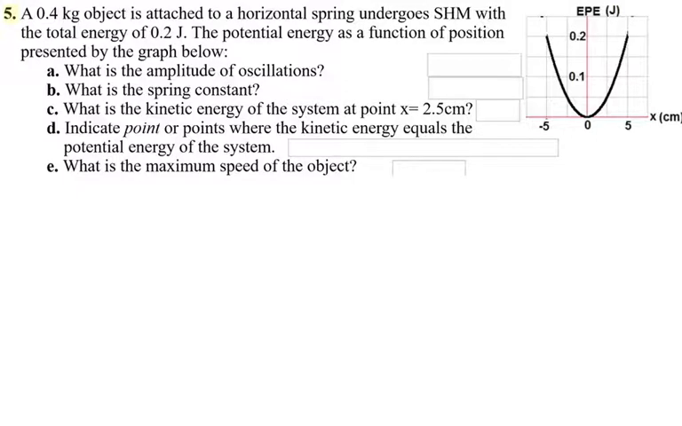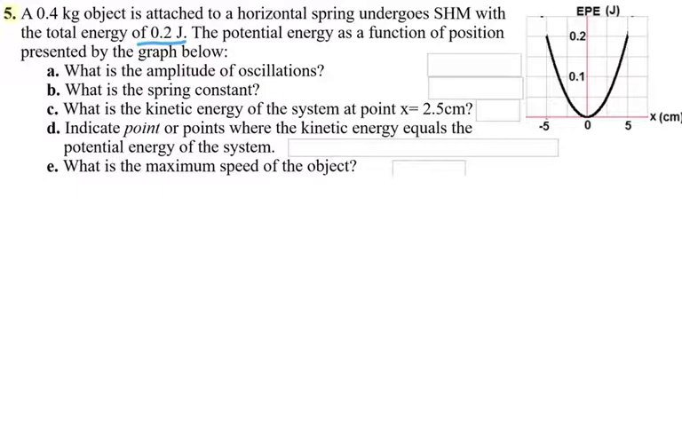So in this video you have a 0.4 kilogram mass attached to a horizontal spring that undergoes simple harmonic motion with a total energy of 0.2 joules. So the total mechanical energy always stays at 0.2 joules. And the potential energy as a function of position is presented by the graph that shows on the right. What is the amplitude of the oscillation?